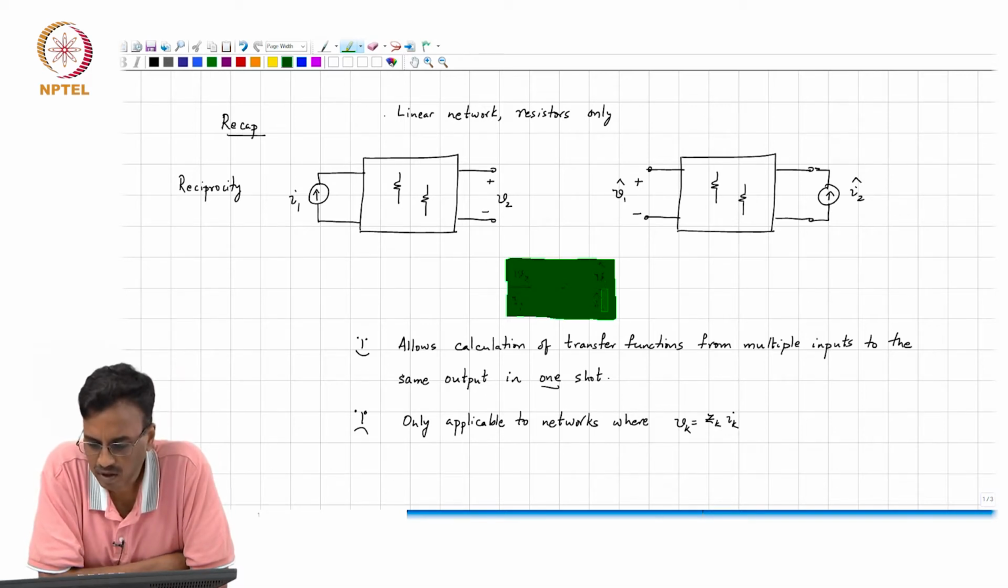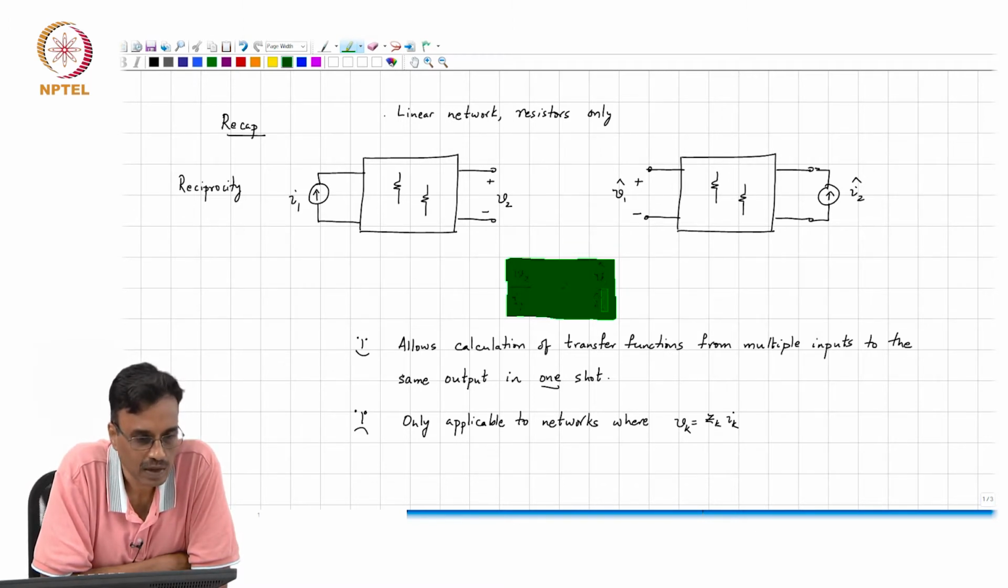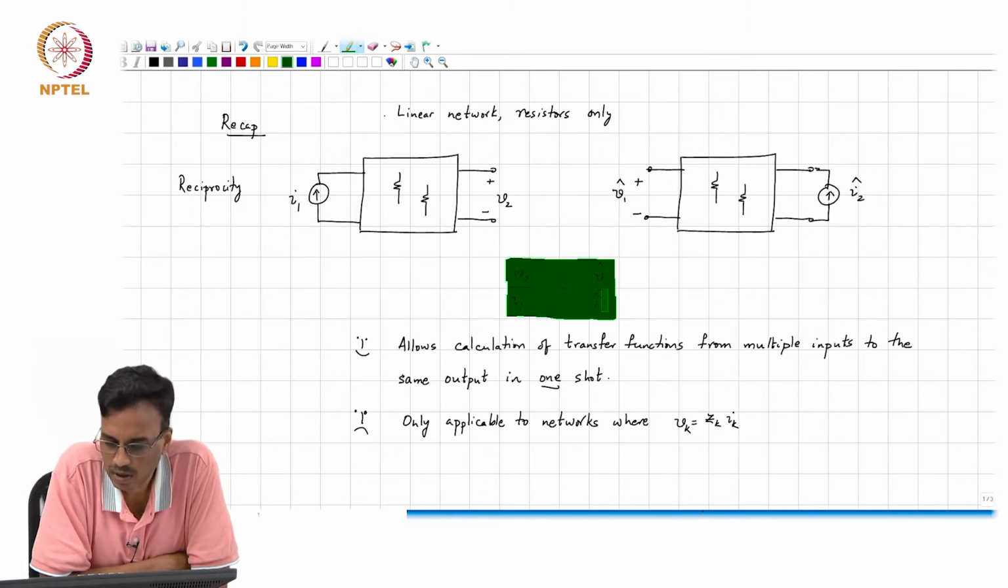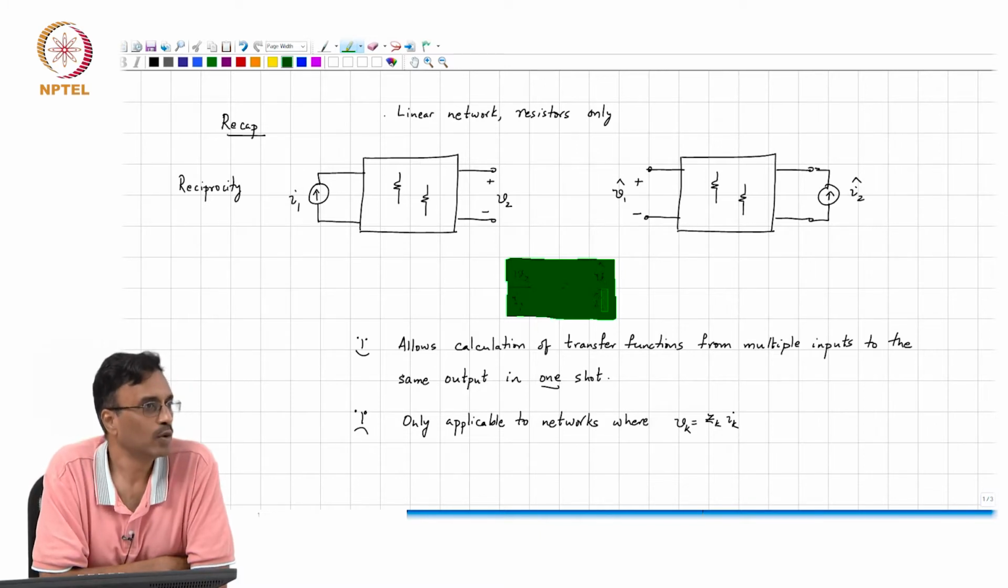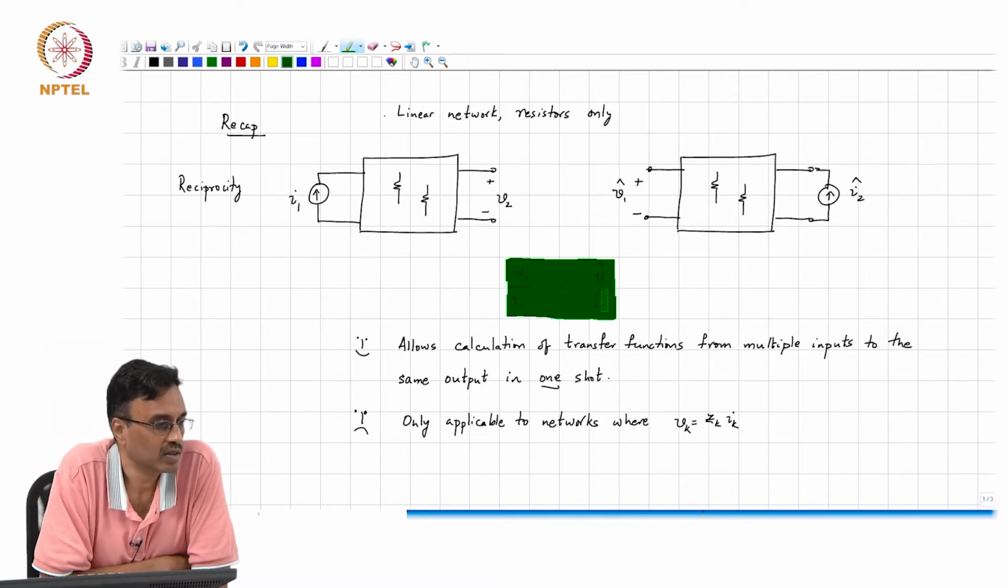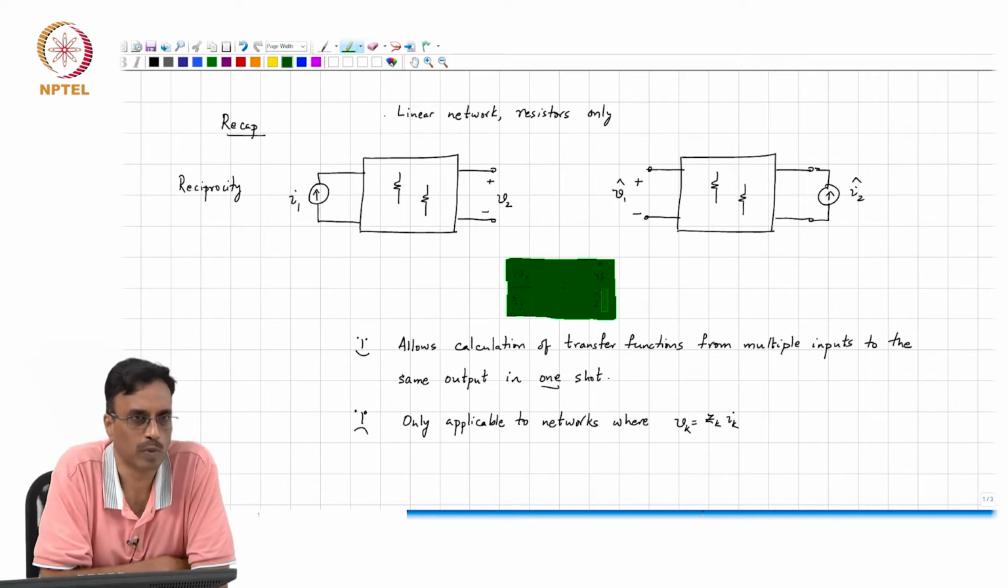Many times, and you will appreciate this particularly when we start doing noise calculations, it turns out that you are interested in transfer functions from multiple inputs to the same output. The simple-minded way of solving such a problem, as many of you pointed out in the last class, would be to use network analysis to find the transfer functions from one source to the output one at a time using superposition.